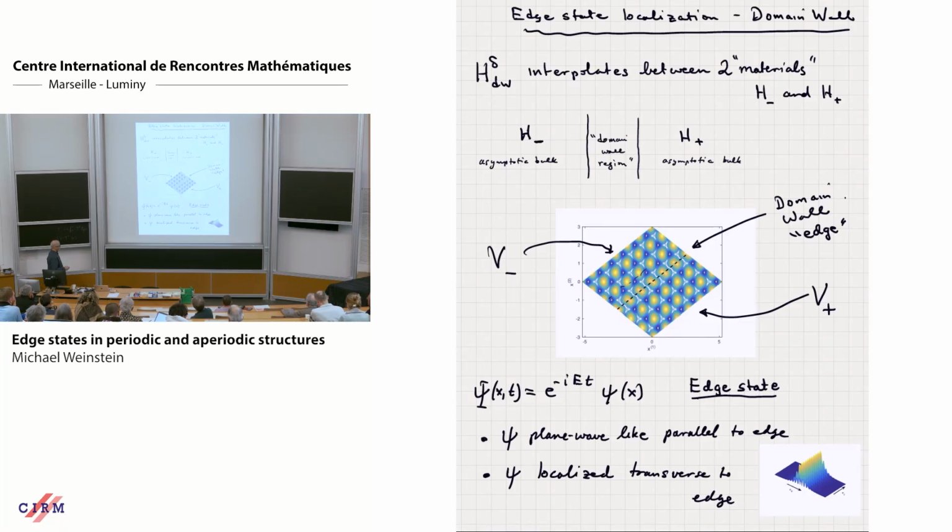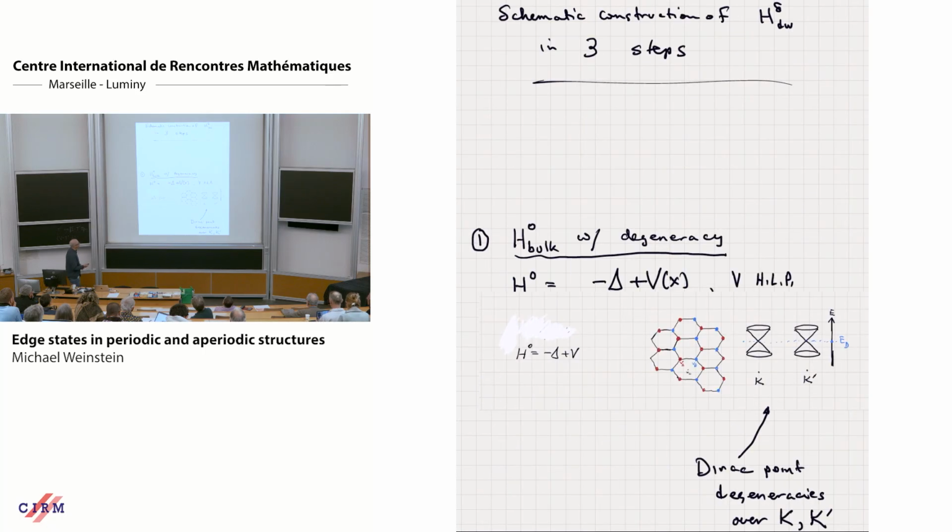It'll be a small parameter, which is plane wave-like. It's going to look like it'll be propagating along the interface, and it'll be exponentially localized transverse. Looks like that. I'm going to explain how we write down the Hamiltonian. It's in 3 steps, and it's motivated by a heuristic discussion in a paper by Haldane and Raghu from around 2006, 7, something like that.